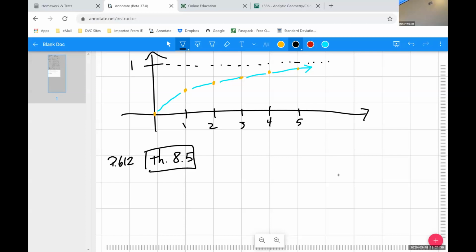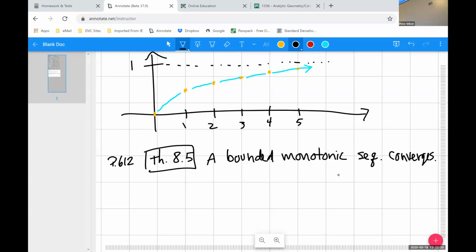So it states that a bounded monotonic sequence converges. That's it. Nice, simple little short sentence theorem. So what the heck does that mean? So again, what does converges mean?